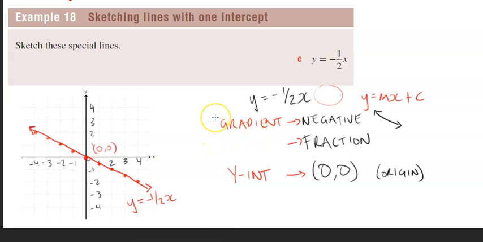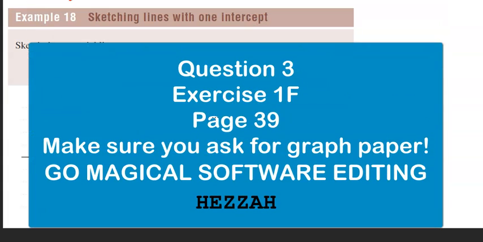And that concludes this portion of the video. I was hoping to get it under half an hour, which I did. You can go ahead and attempt question 3 from exercise 1F with the help of magical software editing. I want to put the set of questions up right there. Huzzah! There they are.